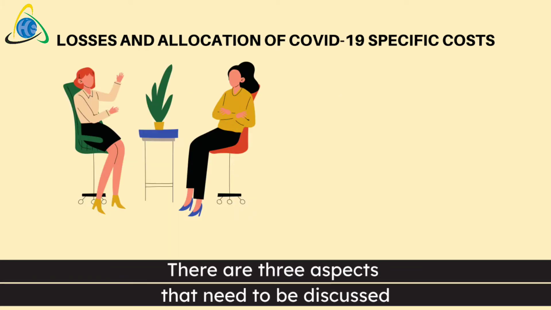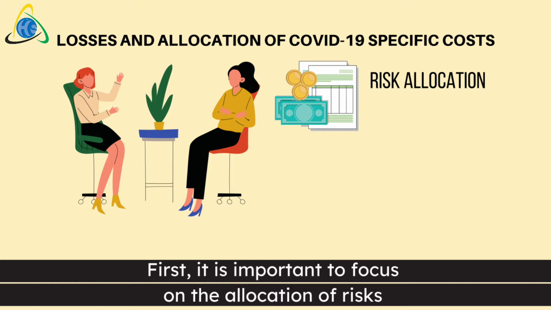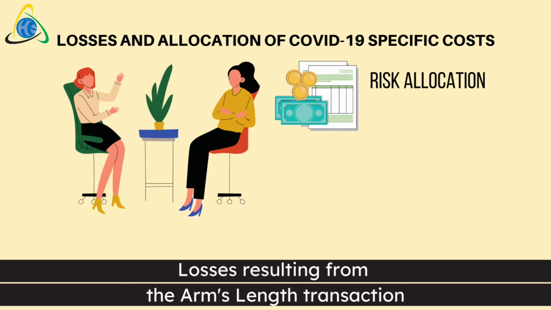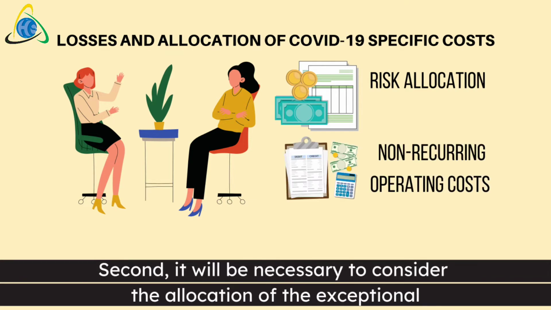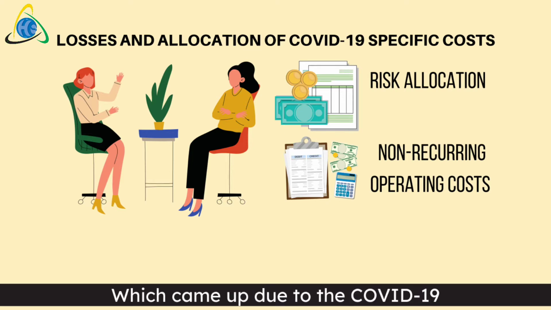There are three aspects that need to be discussed regarding losses and the allocation of COVID-19 specific causes. First, it is important to focus on the allocation of risks between the parties which affect profits or losses resulting from the arm's length transaction. And second, it will be necessary to consider the allocation of the exceptional non-recurring operating costs between the parties which came up due to the COVID-19.